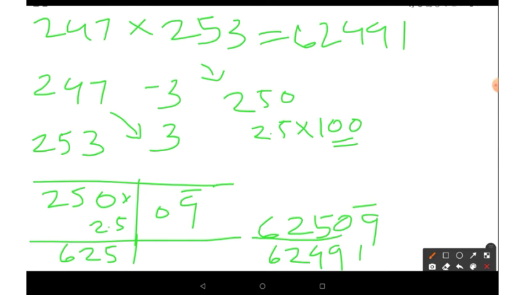So these things, everything you have to take care of. You have to represent the base as the closest multiple of 10 for these numbers. So our 250, you have to represent 250 as a multiple of 10 or 100, whichever is closer. So it is 2.5 into 100.